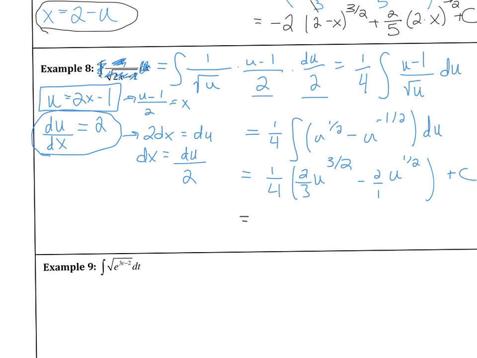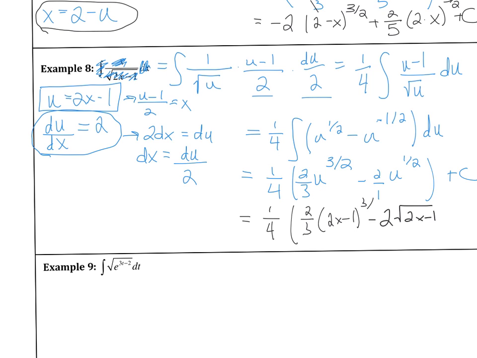All right, so let's back substitute. So you'll have 1/4 times 2/3, and then in this case, u is 2x minus 1 to the 3/2, minus 2, and then 2x minus 1 to the 1/2, or you could just say root 2x minus 1, plus c. You could distribute that 1/4 in. It's probably a good idea. Ooh, this should be 3 over 2 there. All right, but I'm just really trying to get at the idea here.